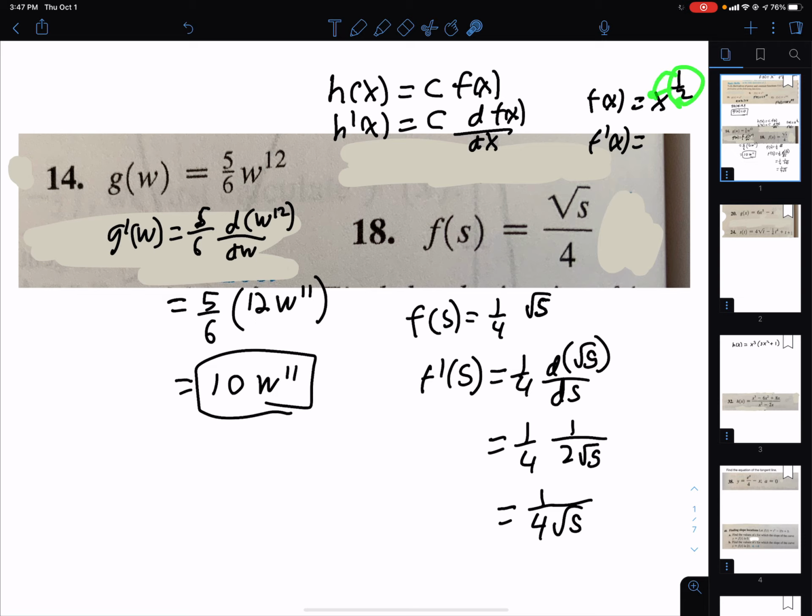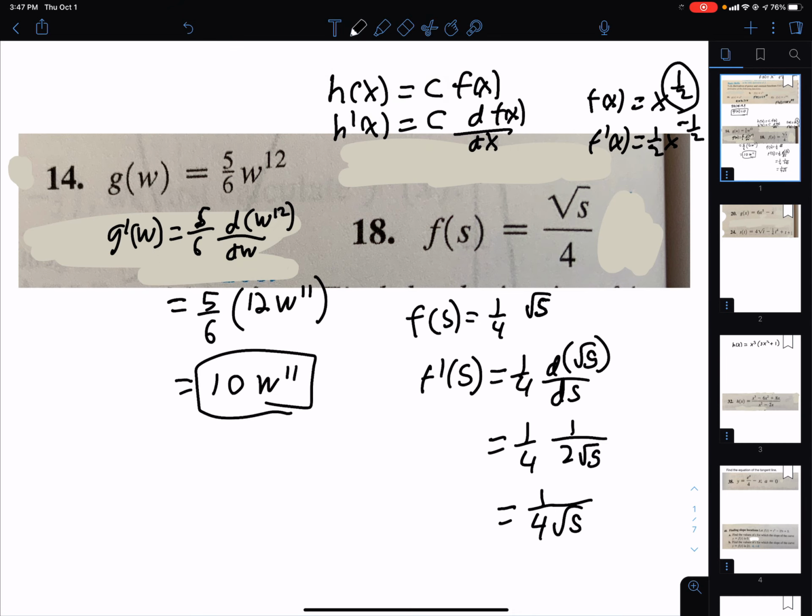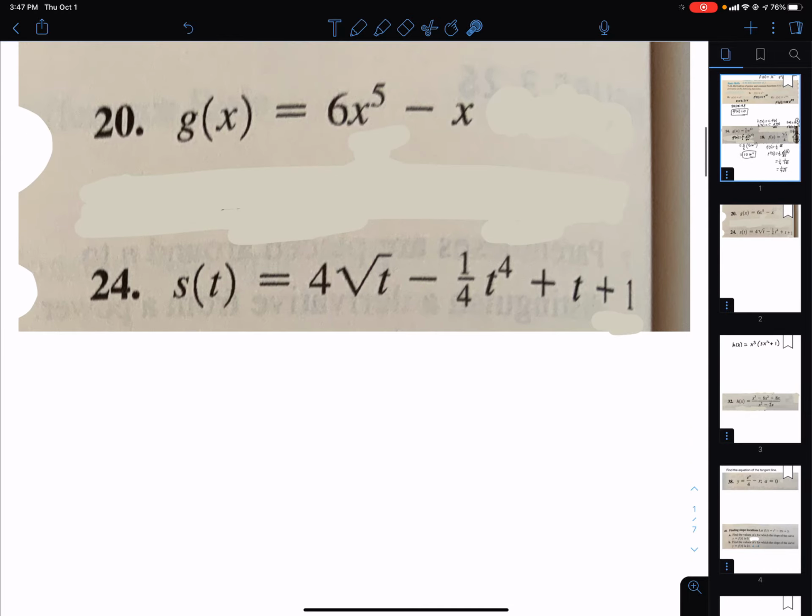If you pull the 1/2 out in front and decrease the exponent by 1, you will get 1/2 x. Decrease this by 1, you get negative 1/2. To make that negative exponent positive, you have to move it to the bottom. It becomes x to the 1/2, and then you get that answer. So that's what we got here for the derivative of radical x. All right, so that's the second property, constant multiple.